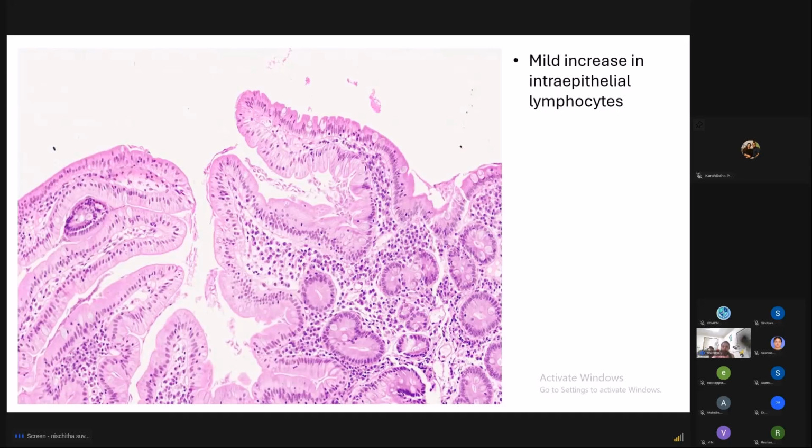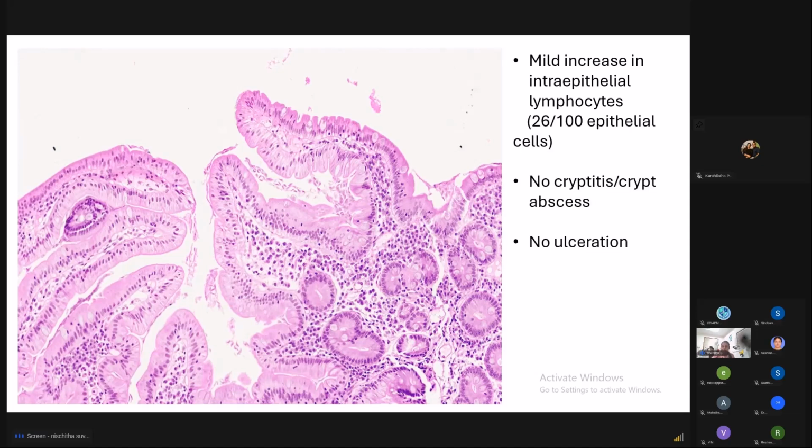The crypt to villus ratio is maintained. Crypt hyperplasia is not evident here. Lamina propria shows mild to moderate lymphocytes and plasma cells, and occasional eosinophils were also present. Intraepithelial lymphocytes were about 26 per 100 epithelial cells. There was no evidence of cryptitis, crypt abscess, or surface ulceration. Goblet cells were present in this biopsy.